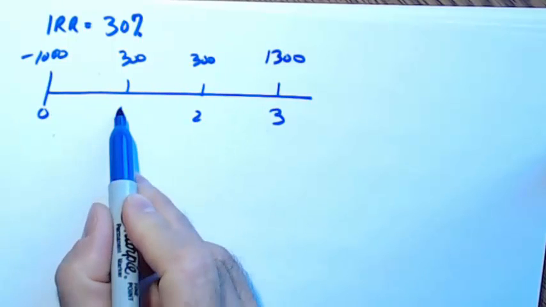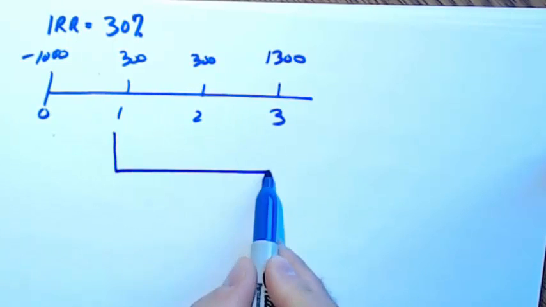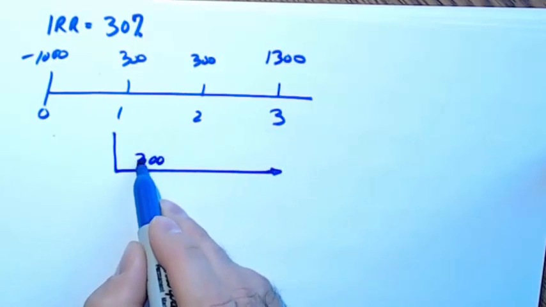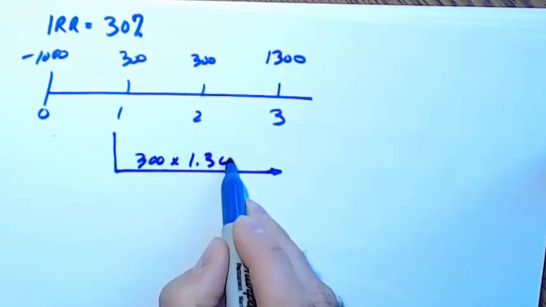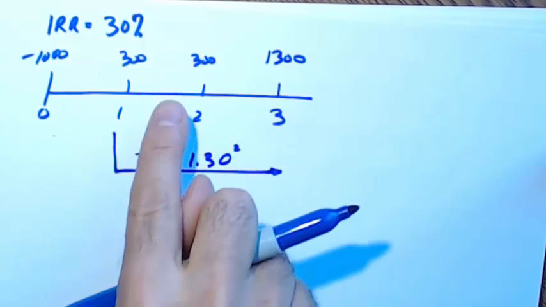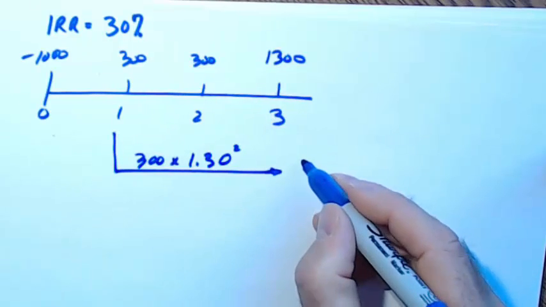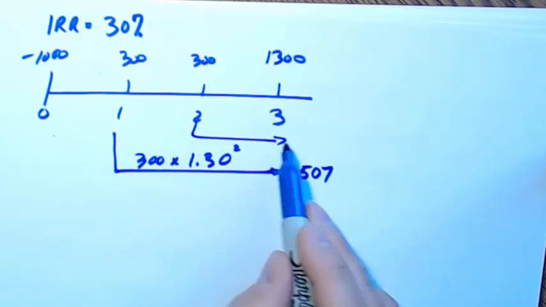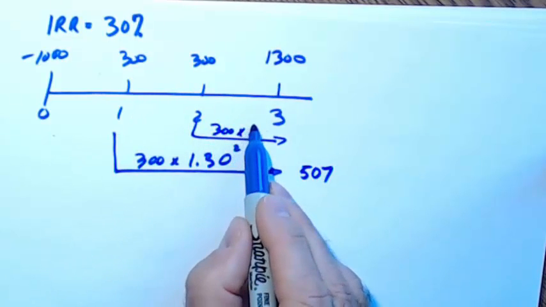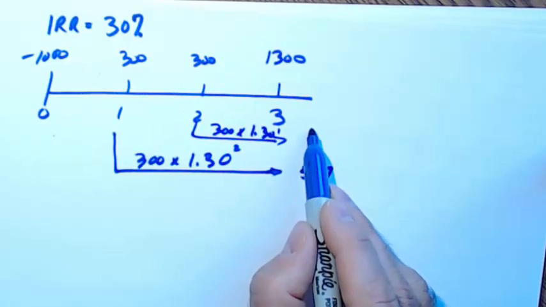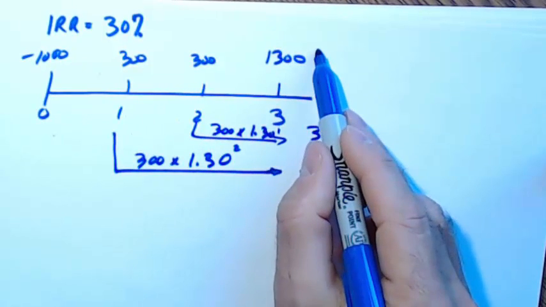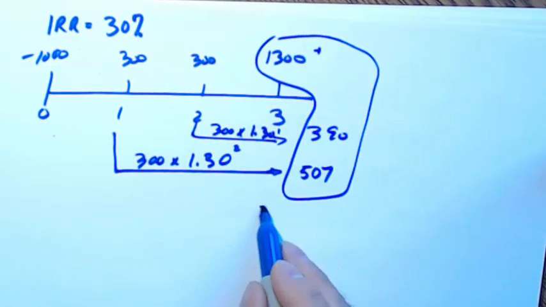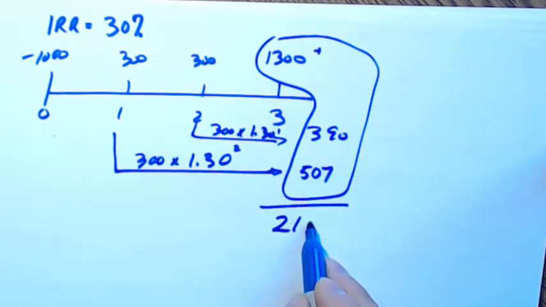Take this cash flow. You're going to get 300 in year one, and if you reinvest it, $300 times 1.30 squared for 2 periods comes out to be $507. This cash flow gets reinvested for 1 year at 30%. That comes out to be $390. Add the 1,300. So add these three numbers together. We come up with future cash flows of 2,197.